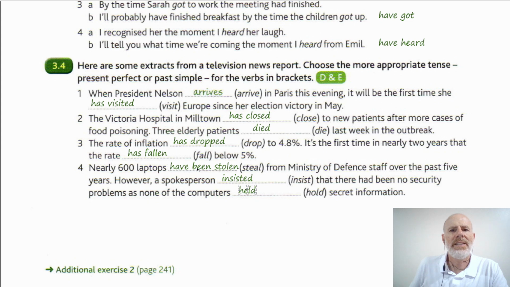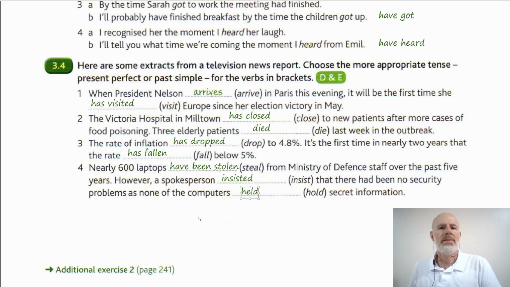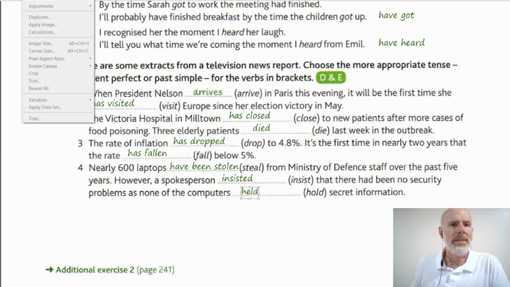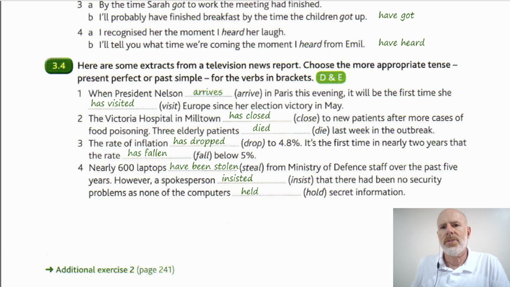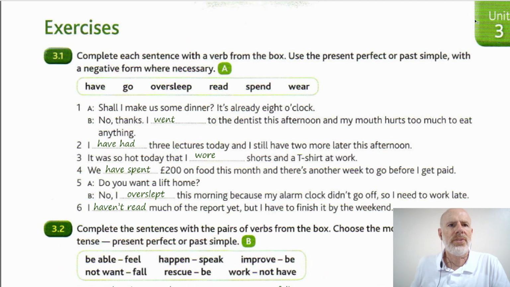Okay, but this is the verb tense because we are talking about those computers that have been stolen, and the spokesperson insisted on that argument, and the computers didn't hold secret information. Okay, if he says so, right? Okay, let me flatten the image. And these are the answers for this interesting topic.